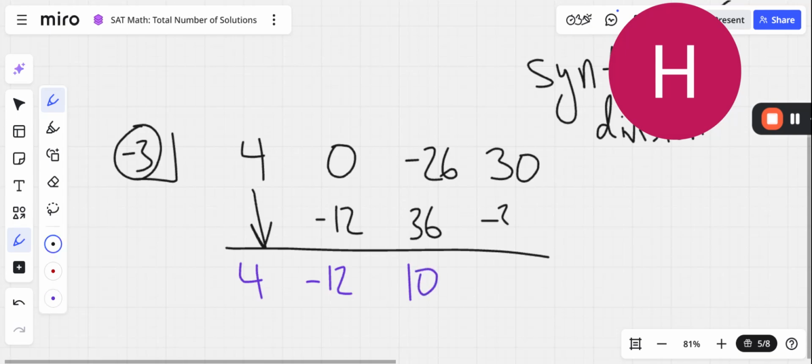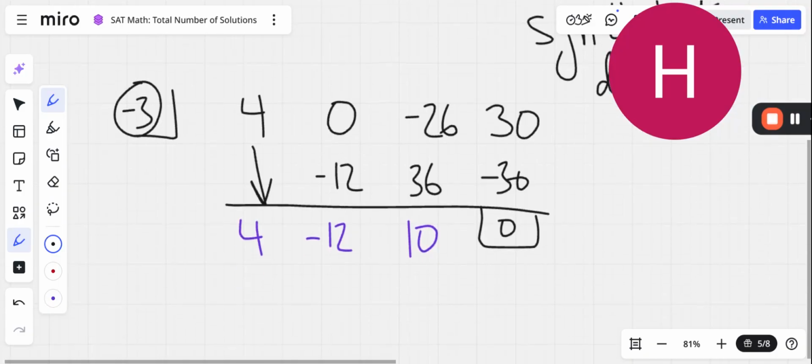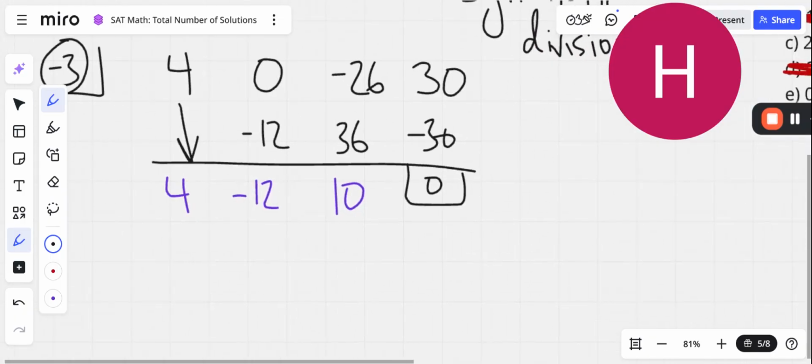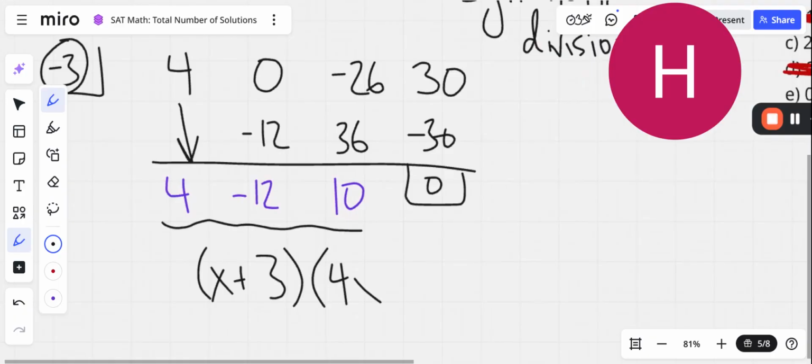Multiplied by the number of the box, we get negative 30, which should always cancel out perfectly to a 0 remainder if indeed this is a factor that we're dividing, which we know it is. We're told that it is. So that means that the x plus 3 is being multiplied by this polynomial, which we're going to call 4x squared minus 12x plus 10.